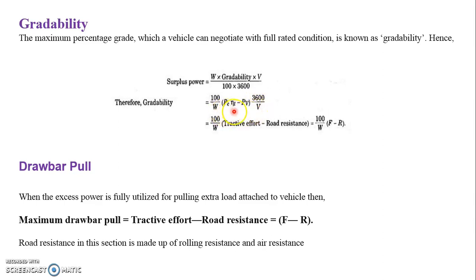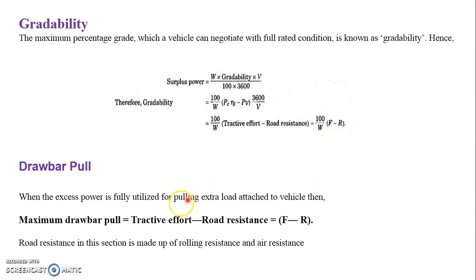So P into NT into 3600 divided by V is the tractive effort, and PV into 3600 divided by V is the road resistance. So it is equal to 100 by W into bracket F minus R, tractive effort minus total road resistance. Getting? Total road resistance.